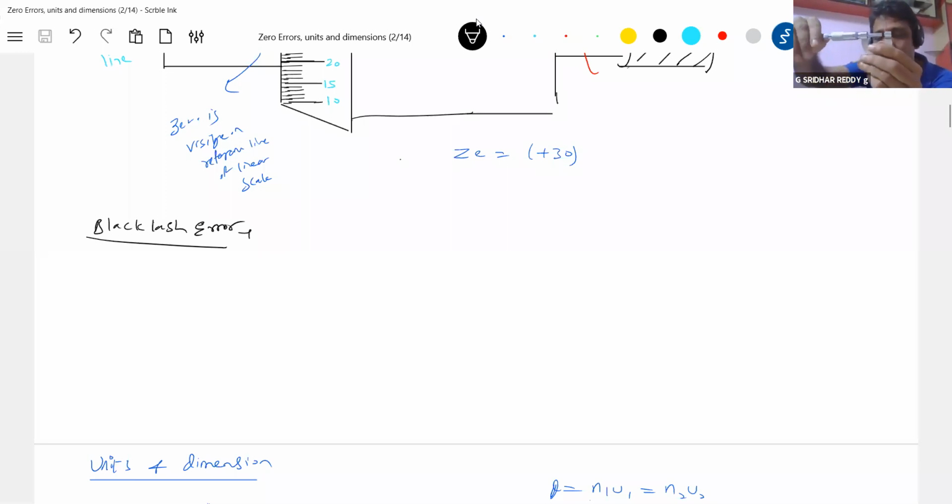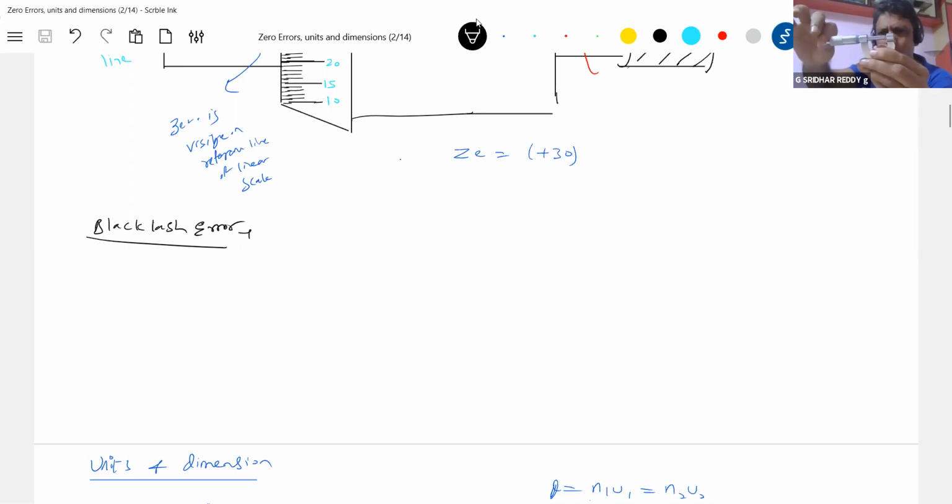And you should not take the reading like this, because slipping of the screw will take place. Are you getting the idea? When you are taking a reading, suppose the studs are in contact and you want to keep an object. You should rotate gently. You should not rotate like this either. Chances of slipping will occur, and that is called a backlash error. Slipping means the angular displacement and linear displacement will not be equal. So you should rotate it gently. I'm using the word gently.